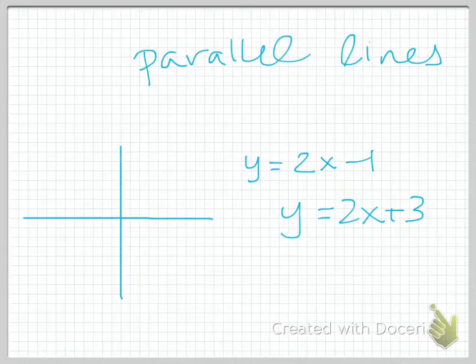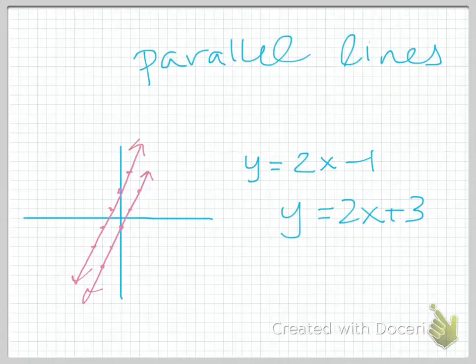Okay, parallel line. So I'm going to graph 2x minus 1. So I start at negative 1. I go up 2 to the right 1, or I could go down 2 to the left 1. Okay, my other equation is 2x plus 3, so I start at positive 3. I go up 2 to the right 1, or down 2 to the left 1. And you notice that these are parallel lines, so they should never intersect, run alongside each other.